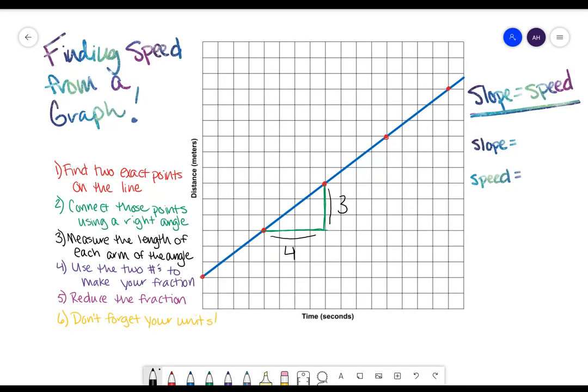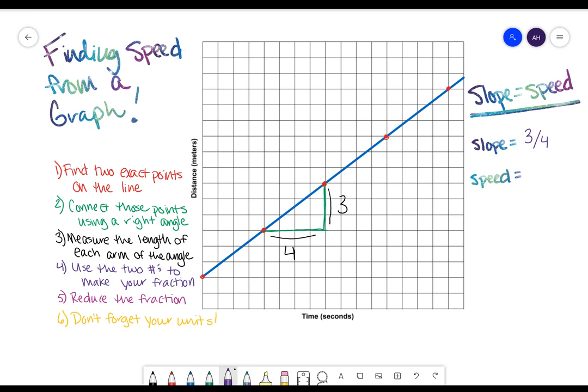The next one says to use the two numbers to make your fraction. And since we are trying to find speed, we know that speed is distance over time. And we know that distance is always vertical, so our distance is that 3. So I'm going to put that over here where I have slope written. And then the bottom is 4. So time is on the bottom, the 4. And distance is on the top.